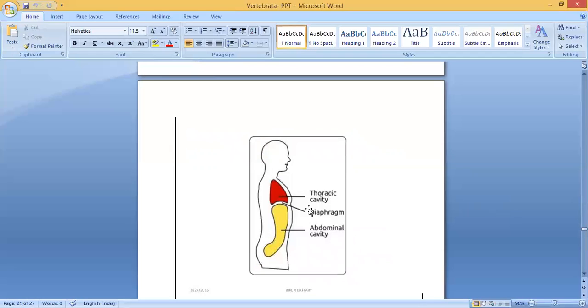I told you there are two cavities for us. One is the thoracic cavity, the other the abdominal cavity. Between them the partition is called the diaphragm. Clear? In the thoracic cavity, this upper portion, the heart and lungs are all present. In the abdominal cavity, the stomach and intestines are all present. Between these two there is a partition called the diaphragm.